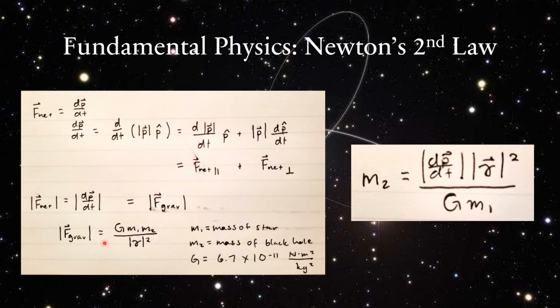We know that the magnitude of gravitational force is equal to the gravitational constant times the mass of the star times the mass of the black hole all over the magnitude of the distance between the masses squared. And since we're solving for the mass of the black hole, we can get this equation here.